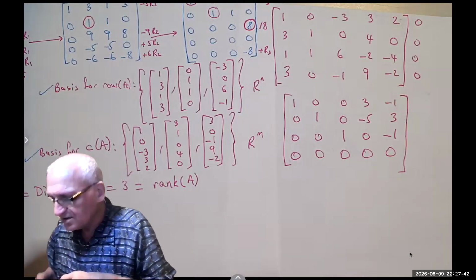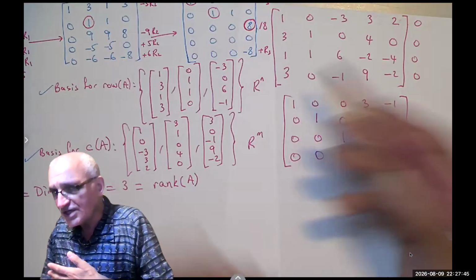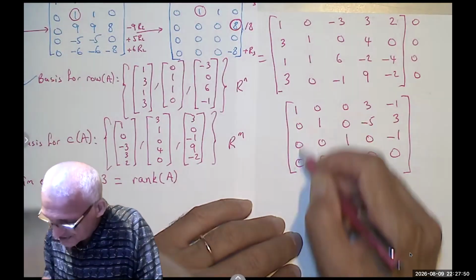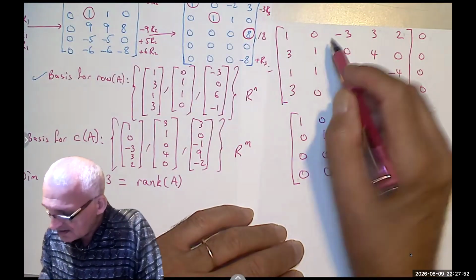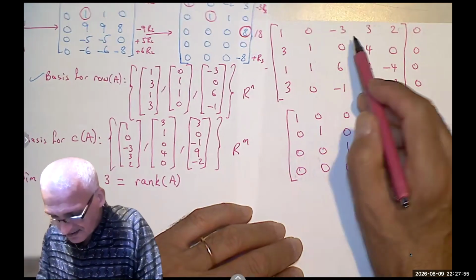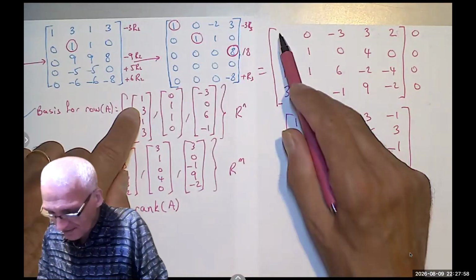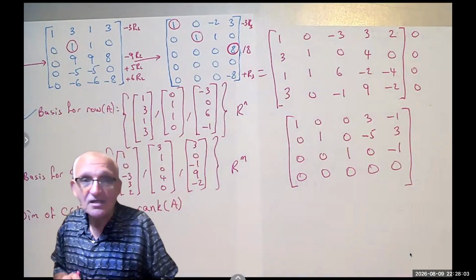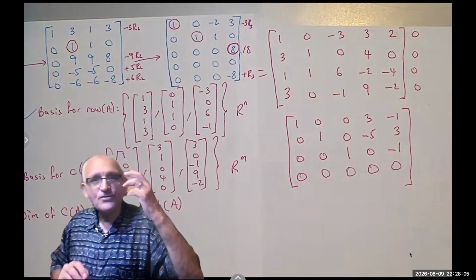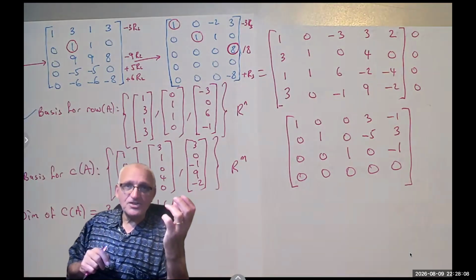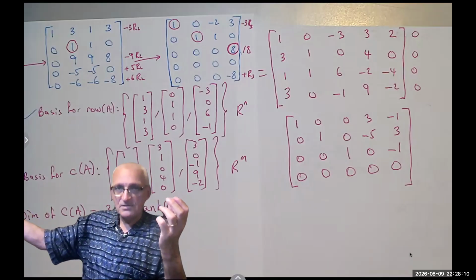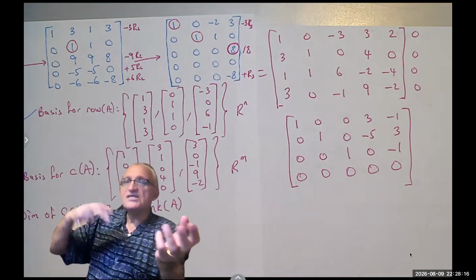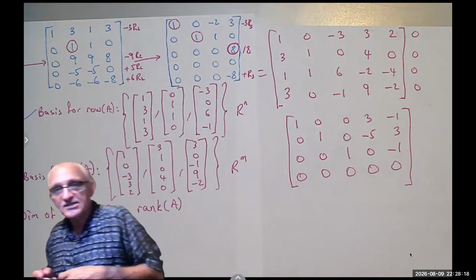I'm sorry, I meant the row of the transpose matrix is the column of the original matrix, and the columns, the first, second, and third are 1, 3, 1, 3, 0, 1, 1, 0, and negative 3, 0, 6, and negative 1. So the rows of the matrix are the column space of the transpose, and the column of a matrix is the row space of its transpose.